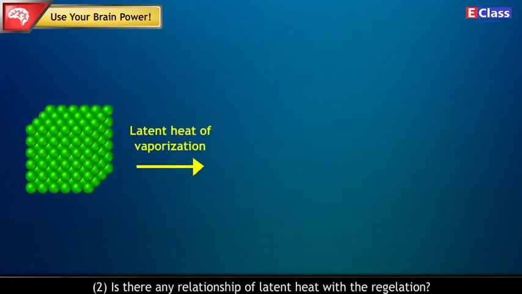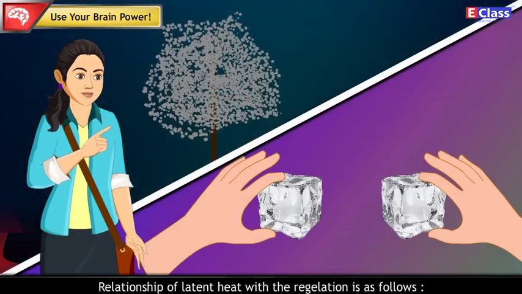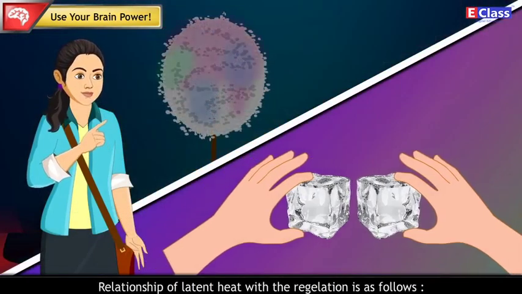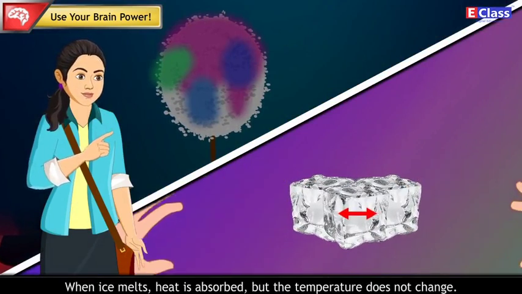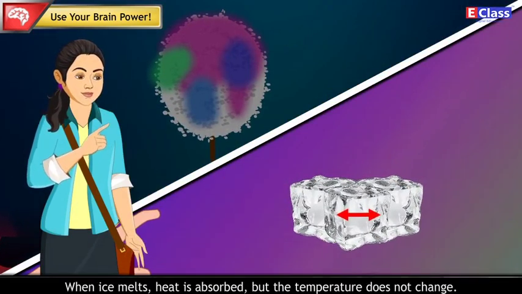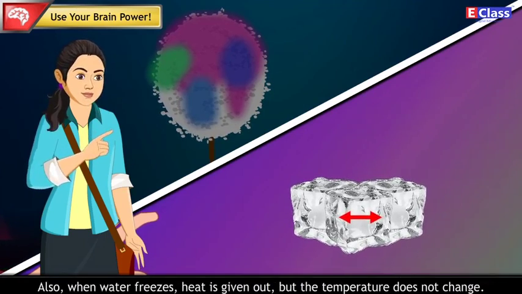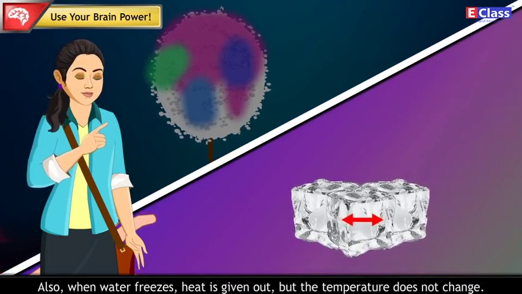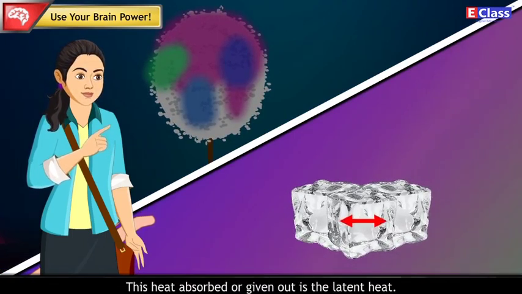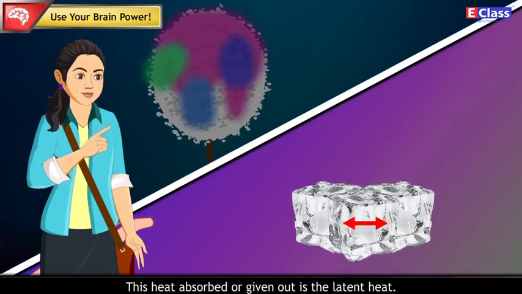Is there any relationship of latent heat with regelation? Answer: the relationship of latent heat with regelation is as follows. When ice melts, heat is absorbed, but the temperature does not change. Also, when water freezes, heat is given out, but the temperature does not change. This heat absorbed or given out is the latent heat.